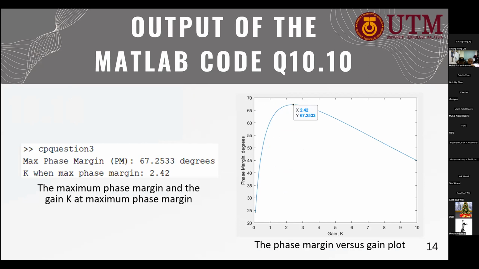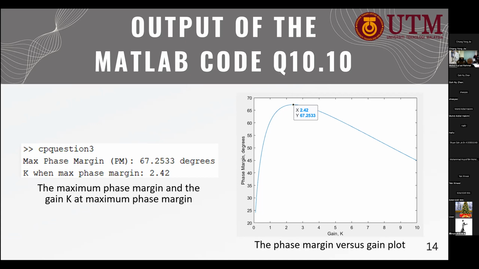And then this is our output of the MATLAB code. So this is a graph being plotted from the code. From there we can see that the x-axis is the gain, and the y-axis is the phase margin, 67.2533 degrees, and then the K when the maximum phase margin is reached is 2.42.